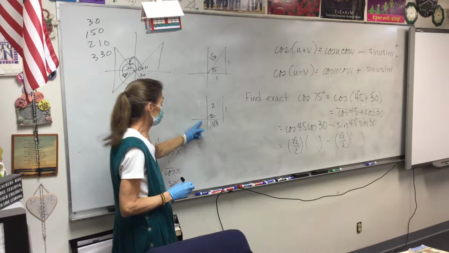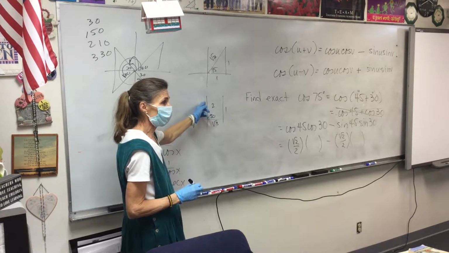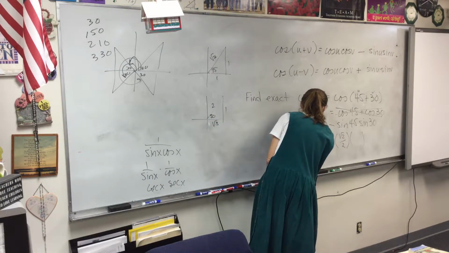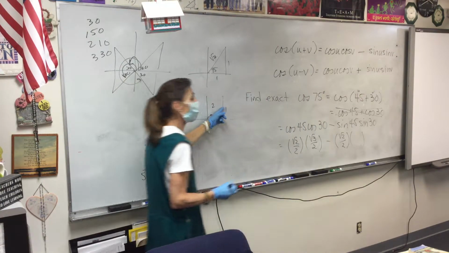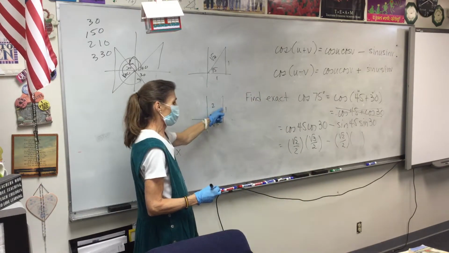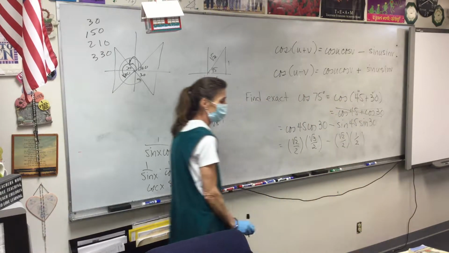Cosine 30. Cosine is adjacent over hypotenuse, X over R. Root 3 over 2. Cosine's root 3 over 2, and the sine is 1/2. Don't forget your SOHCAHTOA.